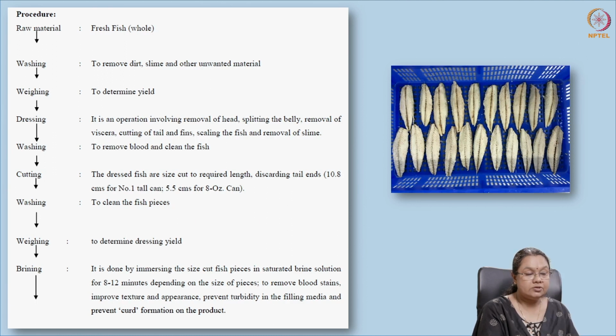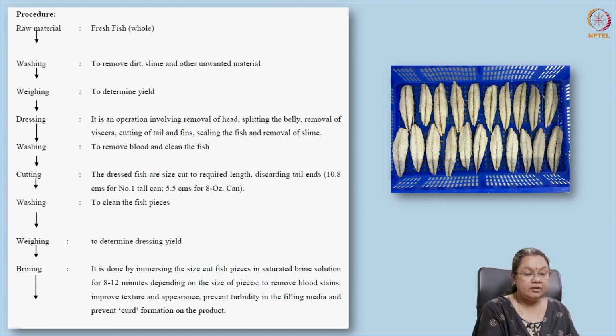We can also remove the head and belly region or the gut contents, and then wash it thoroughly to remove the blood stains. Again, cut into small pieces according to the requirement of the can, then wash it again, and then we subject it to brining. Just like the brining process in the sardine, here also mackerel pieces are soaked in saturated brine for 8 to 10 minutes, and this helps in removing the curdling or curd formation, because mackerel contains soluble proteins, and they aggregate when they react with the brine.